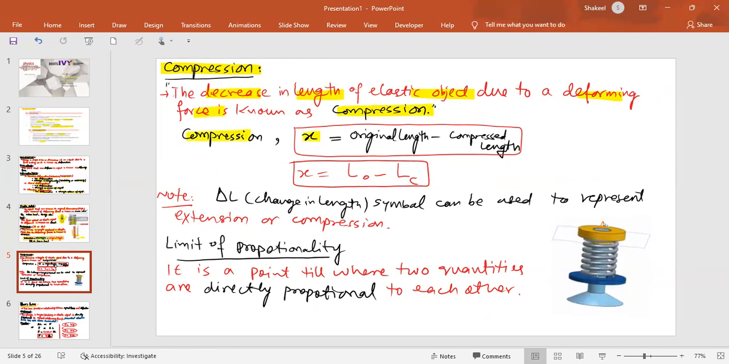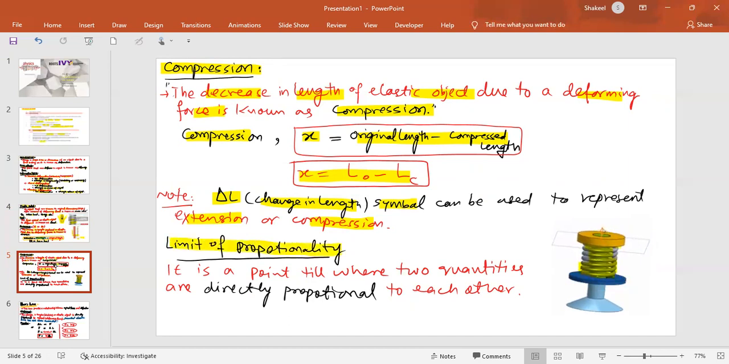Compression is actually original length minus compressed length. It's the other way around. So x is L naught minus Lc. L naught is original length, Lc is compressed length. And you have to note that the change in length symbol can be used to represent extension or compression. You can see in this diagram, originally the spring is unstretched, but when the force is exerted on it, it is being compressed now.